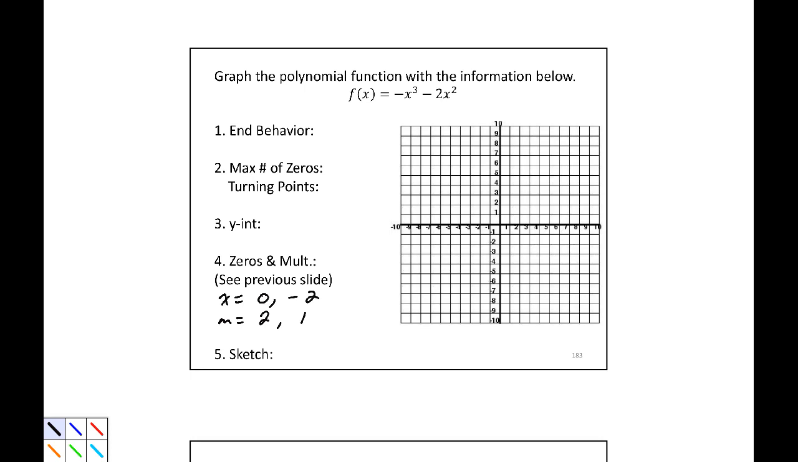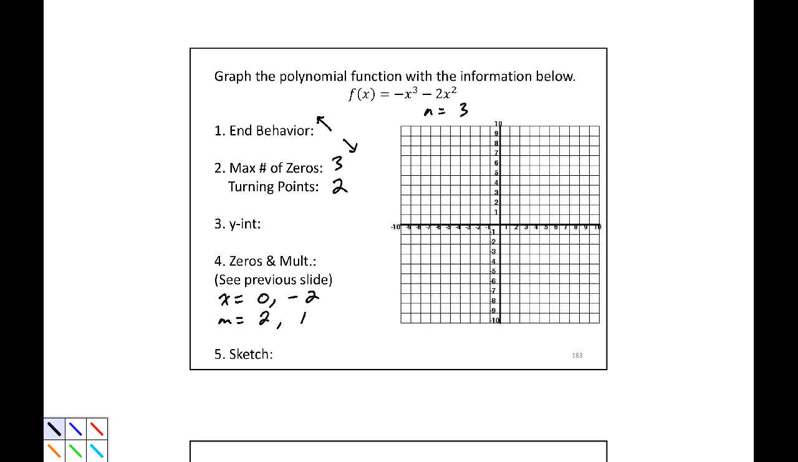All right, now for our end behavior, it has an odd degree, and it has a leading coefficient that is negative. So that tells us that this function rises to the left and falls to the right. Now, based off of our degree, because our degree is n equals 3, the maximum number of zeros we could have is 3, and the maximum number of turning points is 1 less than that, so 2.